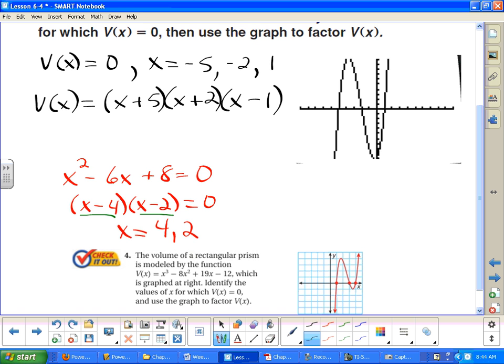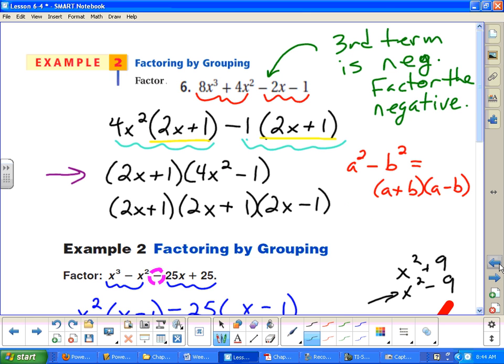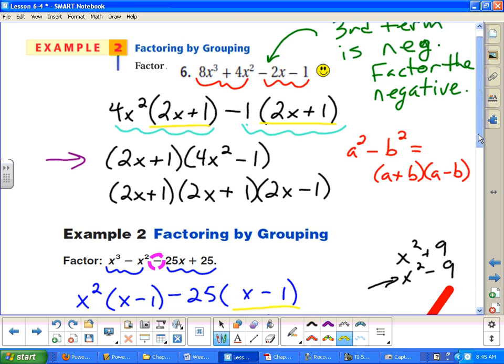So here's the thing. If we go back here to this factoring by grouping, what do you think would happen if I graph this? Oh, that was kind of a tough one. Let's not do that one. Let's talk about this one here.